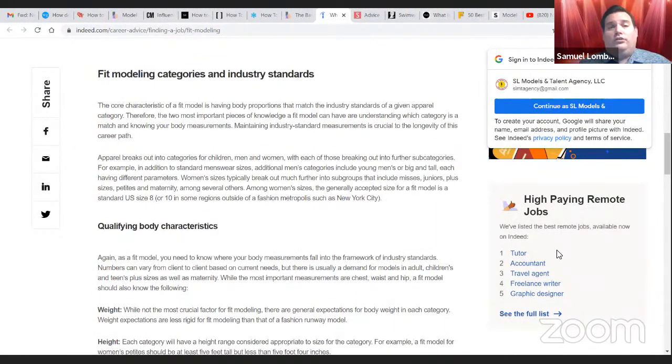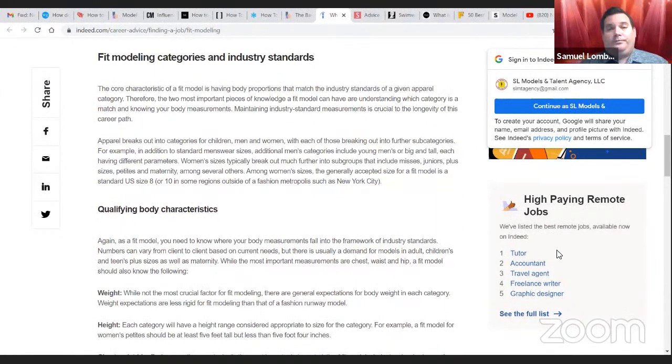Fit modeling categories and industry standards. The core characteristic of a fit model is having body proportions that match the industry standards of a given apparel category. Therefore, the two most important pieces of knowledge a fit model can have are understanding which category is a match and knowing your body measurements. Maintaining industry standard measurement is crucial to the longevity of this career path.